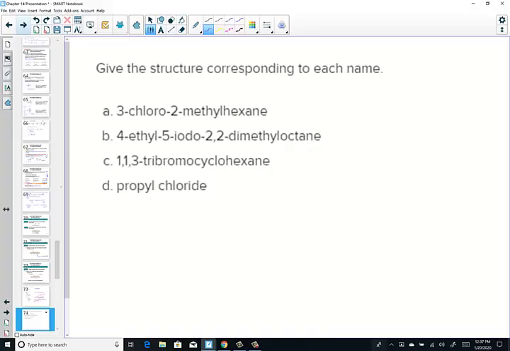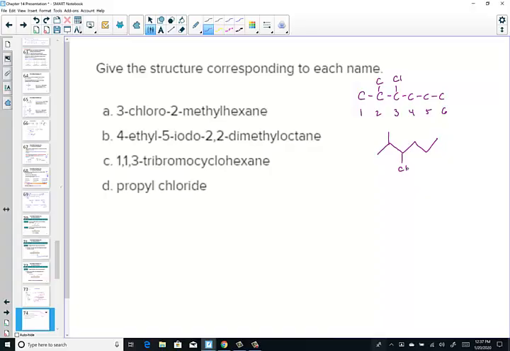3-chloro, 2-methylhexane. All right, so that's a 6 carbon. So I just like to get that parent out, and I'll just number them. 1, 2, 3, 4, 5, 6. At carbon 3 is a chlorine, and at carbon 2 is a methyl. All right, so that's kind of the connectivity. 1, 2, 3, 4, 5, 6 carbons. There is a methyl group at carbon 2 and a chlorine at carbon 3. Easy enough. Ooh, let's see what's going on with B.